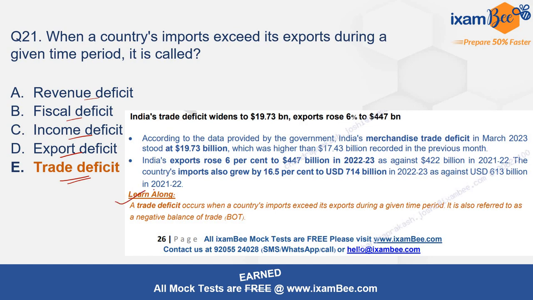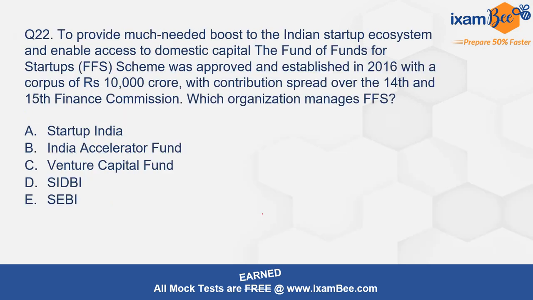You see here, when you download the April BPDA, in these kind of learn along topics, India's trade deficit widens to 19 billion. Exports rose 6% to 447 billion, so export is 447 billion, but import is higher. India's imports grew 16% to 714 billion. So you can understand that export is lesser than import. This is called trade deficit. Very clearly it is mentioned here.